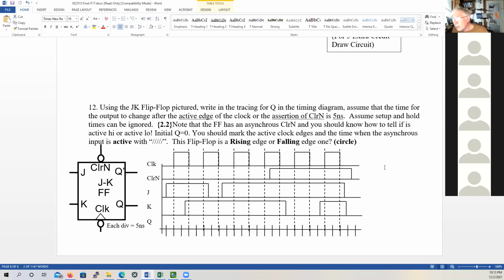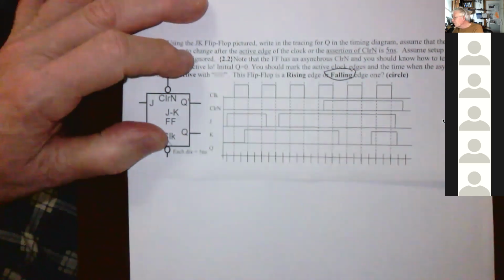So this flip-flop is a rising edge or a falling edge flip-flop. So, somebody tell me, is it rising edge or falling edge? Falling. Okay, it's falling edge. That's correct. All right, and then is the asynchronous input active high or active low? The clear not. Low. It's active low. Okay, so let's look at this. So I'm gonna switch this. All right. Make sure we got this.